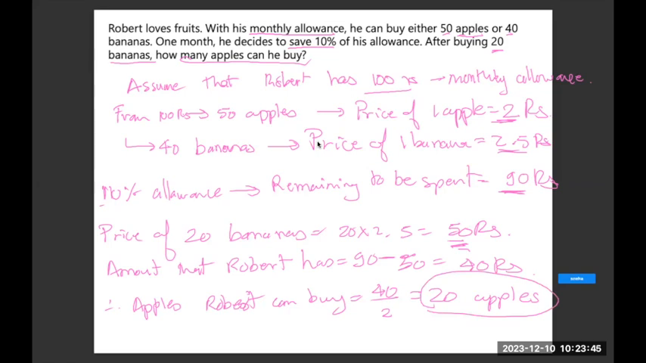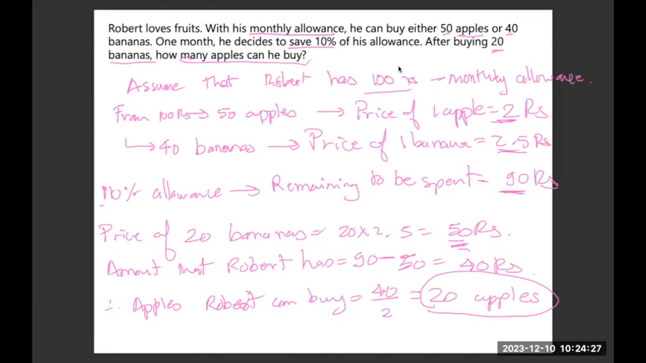Any doubts, any questions in this? What's the meaning of allowance? Allowance is the money that he has, the monthly remuneration or monthly pocket money that Robert gets. Any doubts, any questions in this?